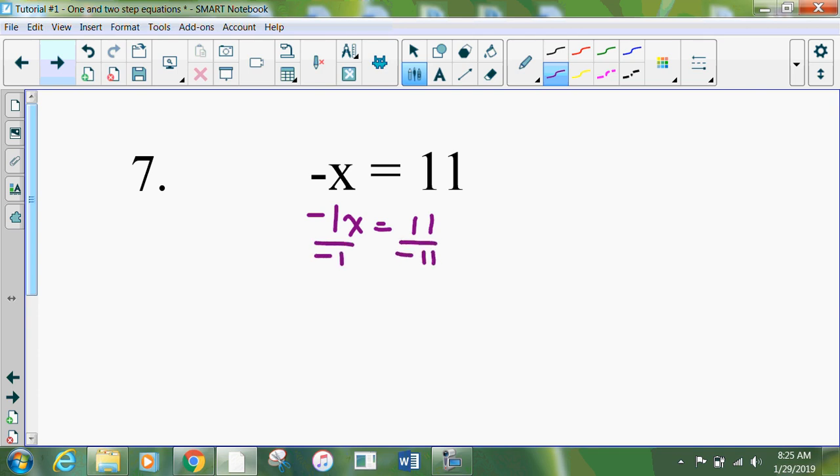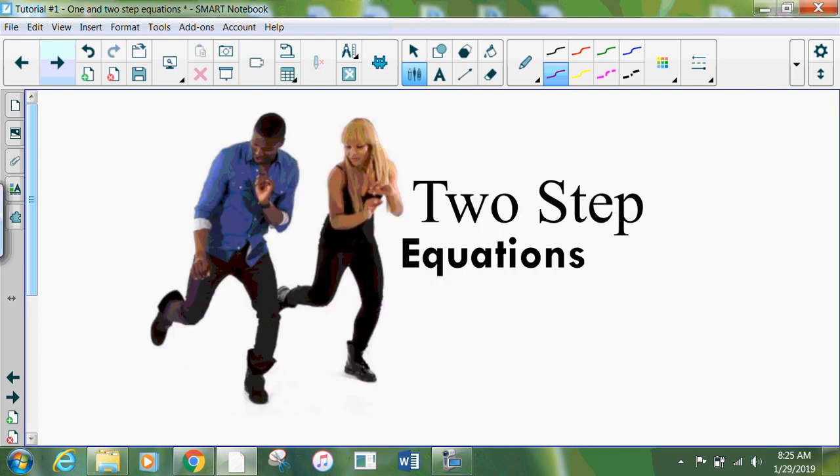Oops, not divided by negative 11. All right, divided by negative 1. So then I'm going to have x equals negative 11. Now I'm done with the 1 steps, and yes, we're going to do 2-step equations.